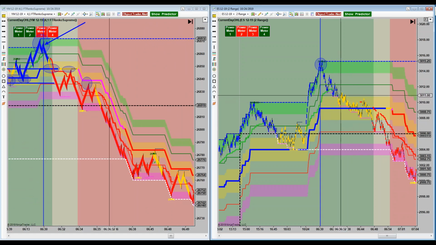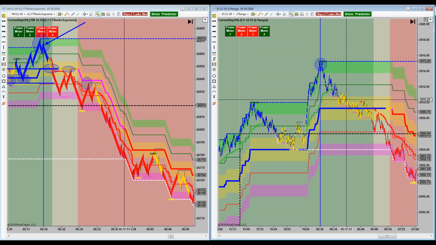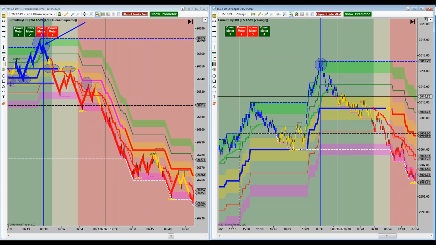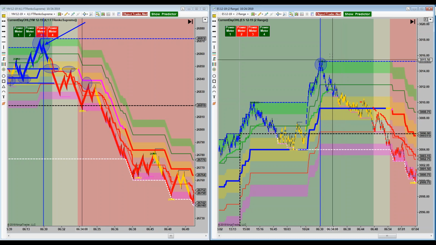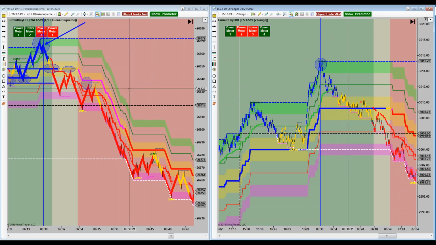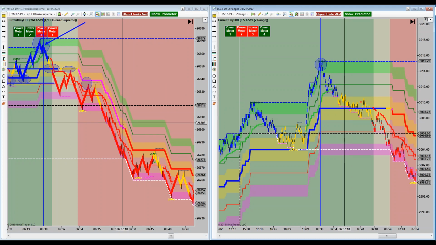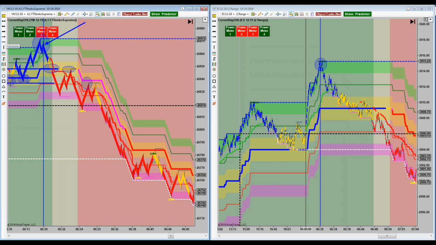Where is ES? Where is YM when ES is right here? ES is here. Where is YM? Well, let's come over here and look. I think that was 638. Let's look at 638 over here. 638, you're all the way down here. Where has YM gone to in the first 8 minutes of the trading session?